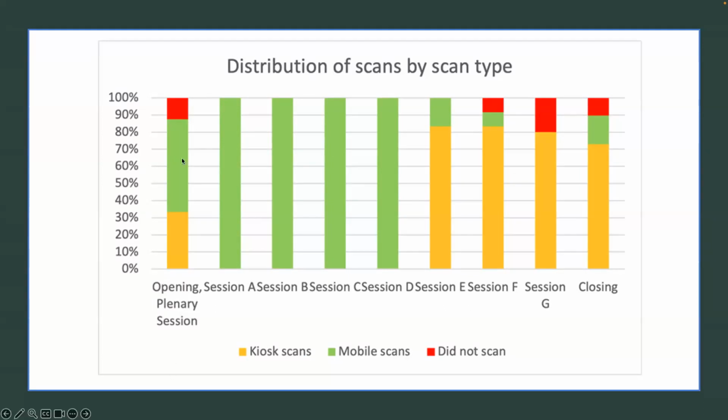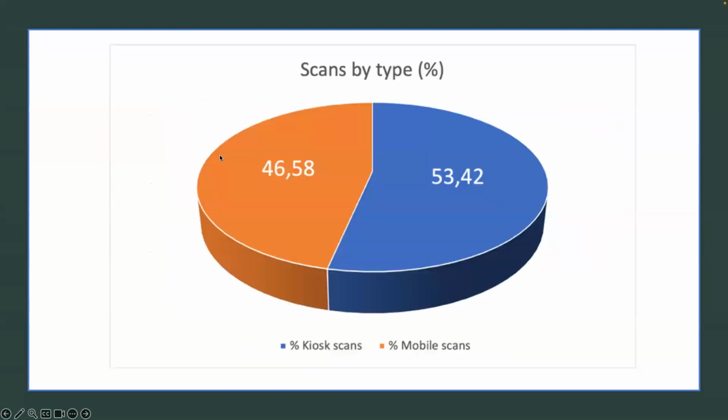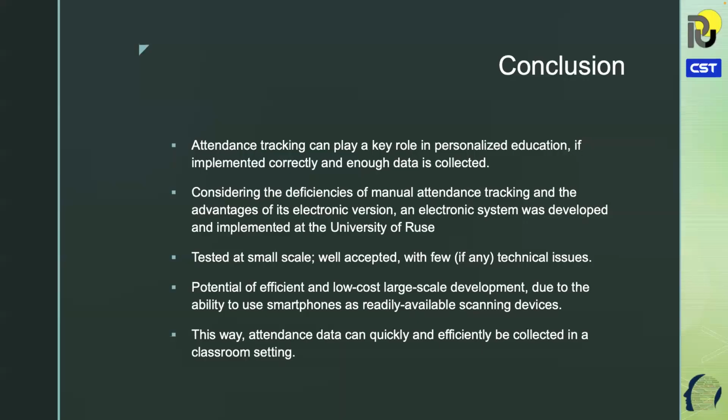Where with kiosks, people can forget and there could be missed scans. We had more kiosk scans, so attendees preferred kiosks versus mobile, but mobile did give us more scans that we could have missed if we didn't have that function.